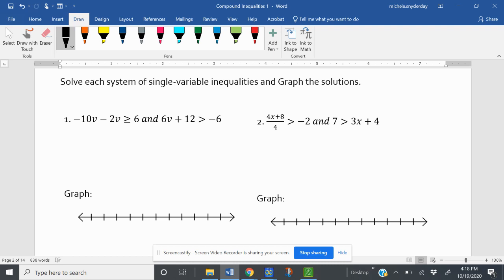Negative 10b and negative 2b is a negative 12b, greater than or equal to... whoops, I forgot my b, sorry about that. 6. Divide by a negative 12. Flip the sign, and we have b is less than or equal to negative 1/2. We had that before.